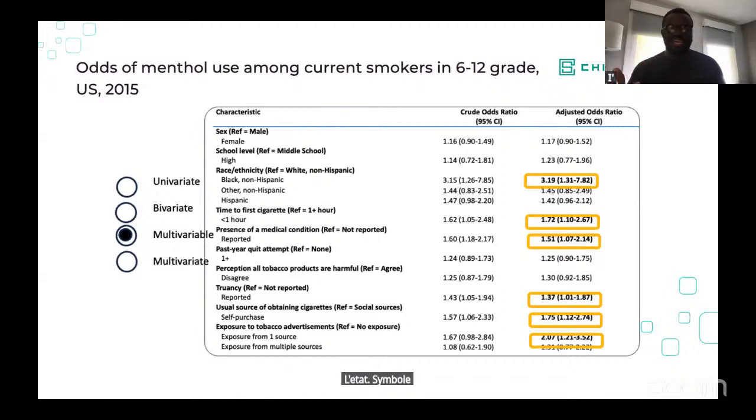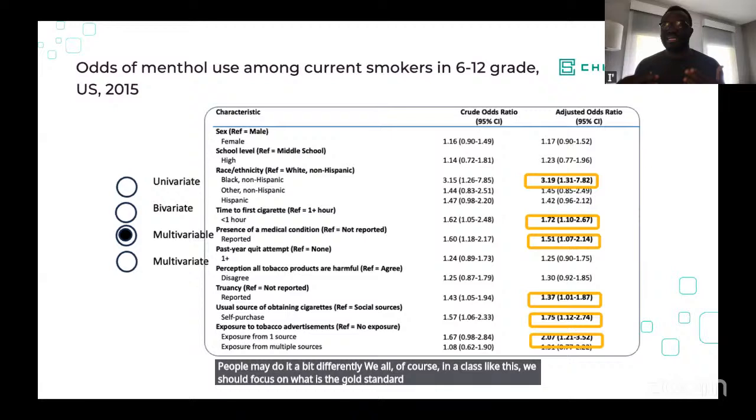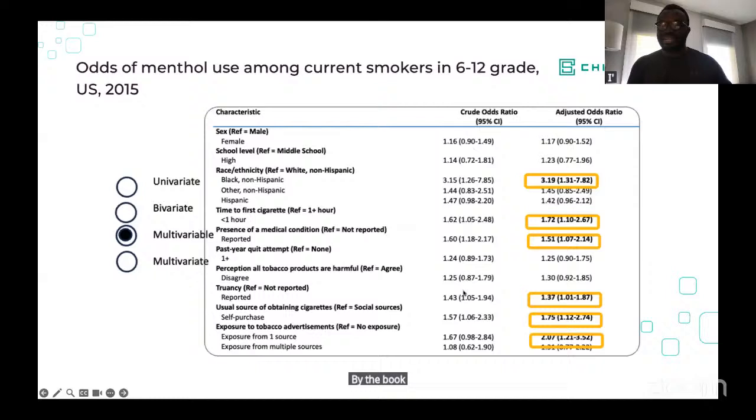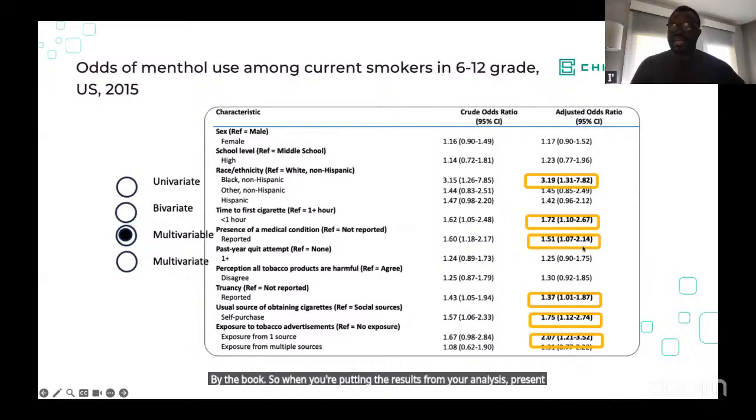So I'm going to just summarize the key elements of the STROBE criteria using this picture. Now, STROBE requires that when you're presenting results from your analysis, number one, as you can see, your crude results and your adjusted results should be shown together, right? So now, this is obviously the gold standard way according to STROBE. Now, in practice, people may do it a bit differently, but in a class like this, we should focus on the gold standard approach that is recommended. And especially if you are writing a thesis or a dissertation, of course, you should do things by the book. So when you're reporting the results from your analysis, present your crude odds ratios and your adjusted odds ratios.